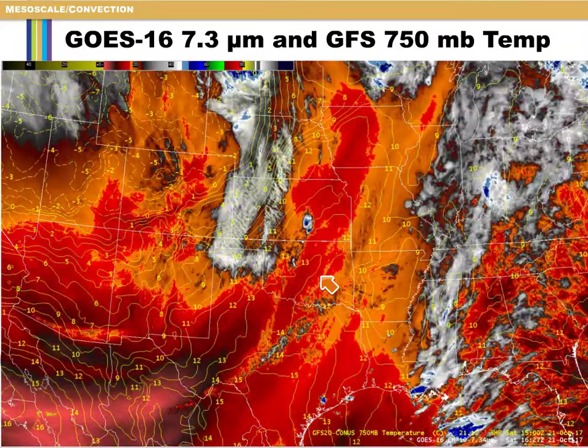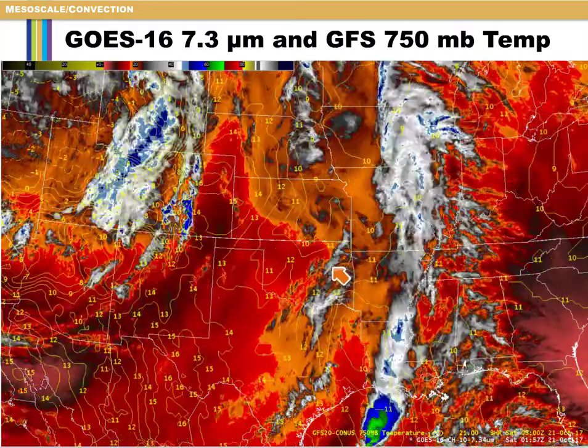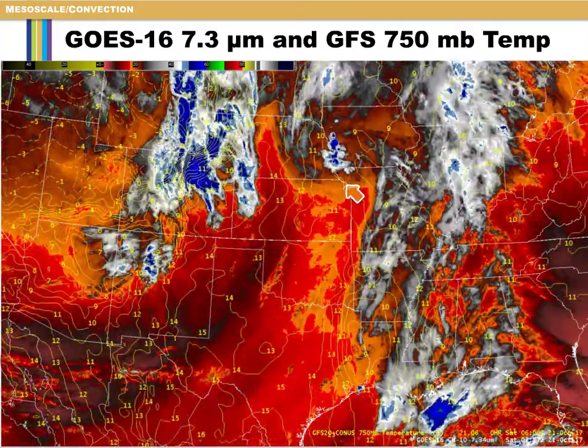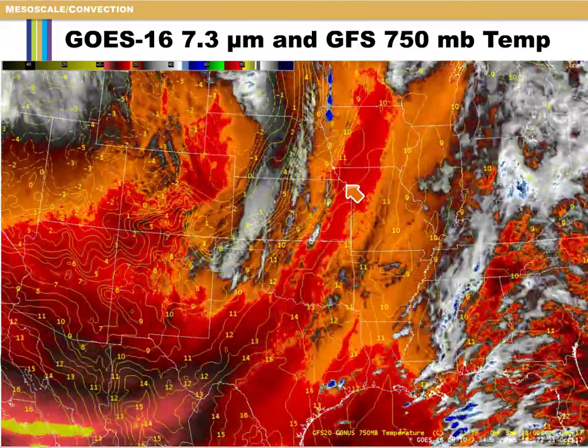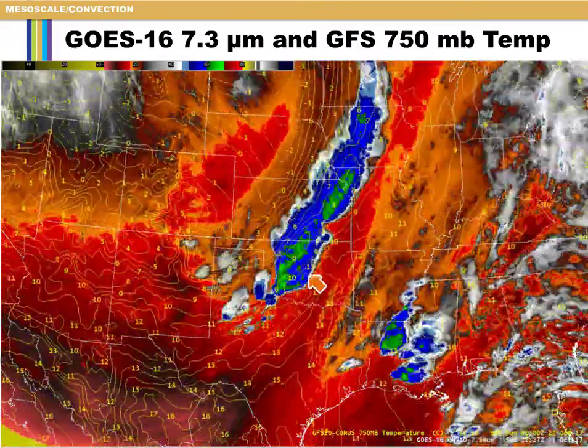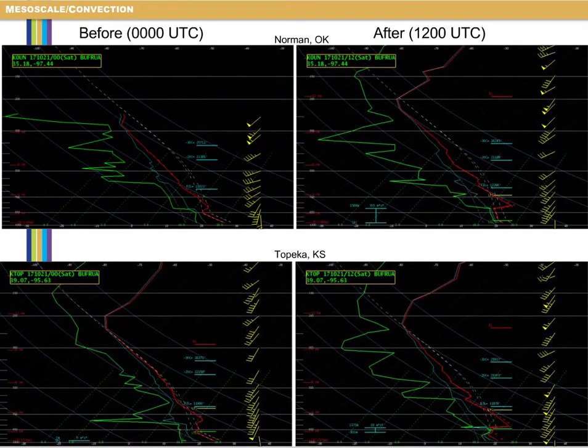Note that the plume of warmer brightness temperatures corresponds well with the GFS 750 millibar temperatures. We chose this level based on soundings, which we'll analyze next from Norman, Oklahoma, and Topeka, Kansas. The most important confirmation for the presence of an EML is the sounding.